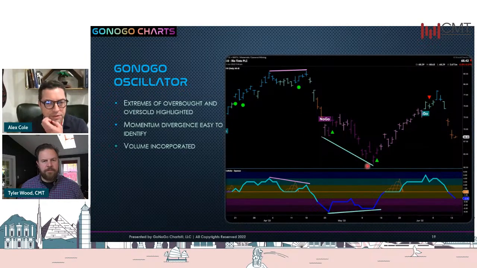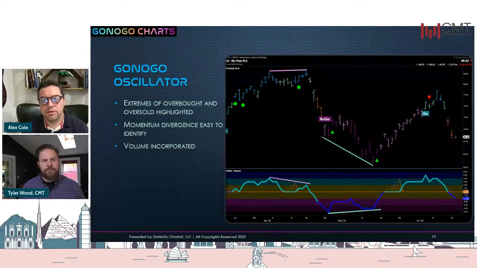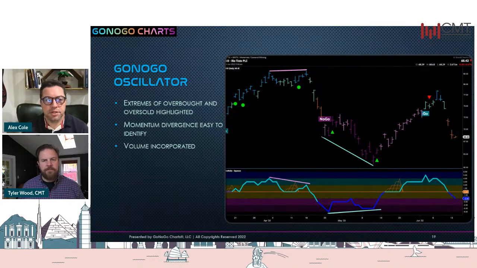And we also want to incorporate volume in the oscillator so that, again, we don't overload the chart with more data. And volume is included by changing the color of the oscillator when volume is heavier than its average. So you can see on that no-go correction, volume really picked up, and there was a lot of market participation as we moved to that lower low in the middle of the chart.